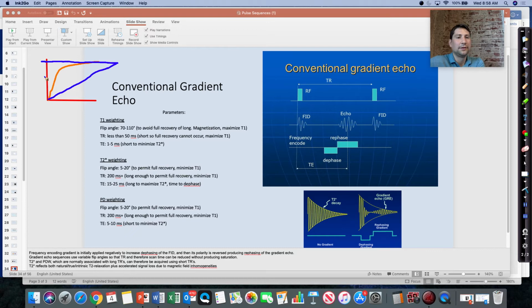So we need to select a TR that is shorter, so less than 50 milliseconds. And we need to have a larger flip angle. If we flip it closer to 90 degrees, like 70 degrees, you'll have a longer period and those tissues will recover at different rates, and you'll see a greater amount of contrast between those two tissues. So for T1 weighted, we have a larger flip angle, a short TR, and a short TE to minimize T2 star.